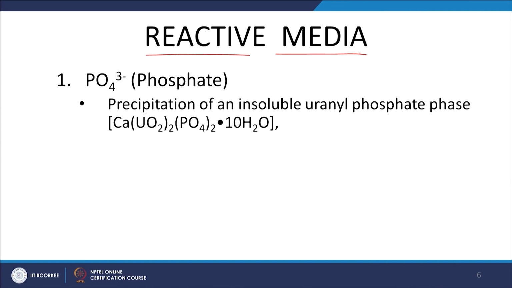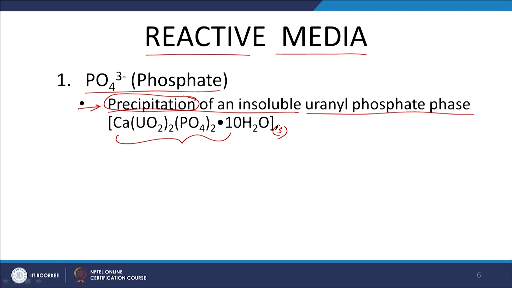One mode is precipitation of an insoluble uranyl phosphate phase. So uranyl phosphate is precipitating out, and that's one particular case. Again, the key is that we have phosphate here, and we are trying to precipitate out. It's only precipitation, not degradation.